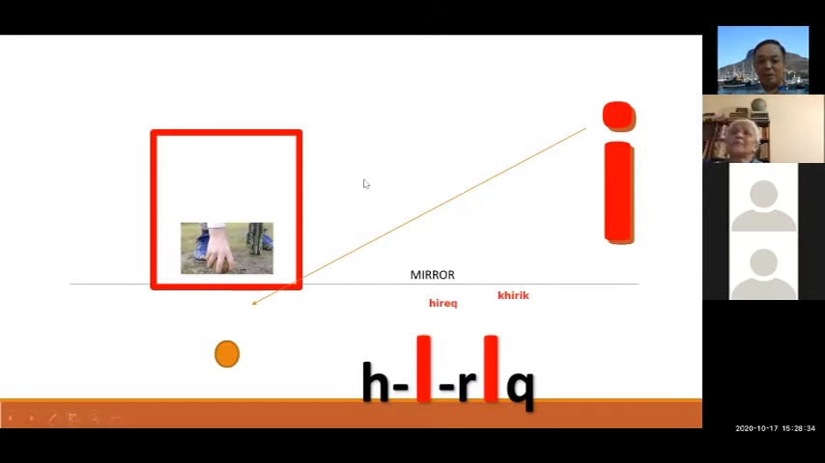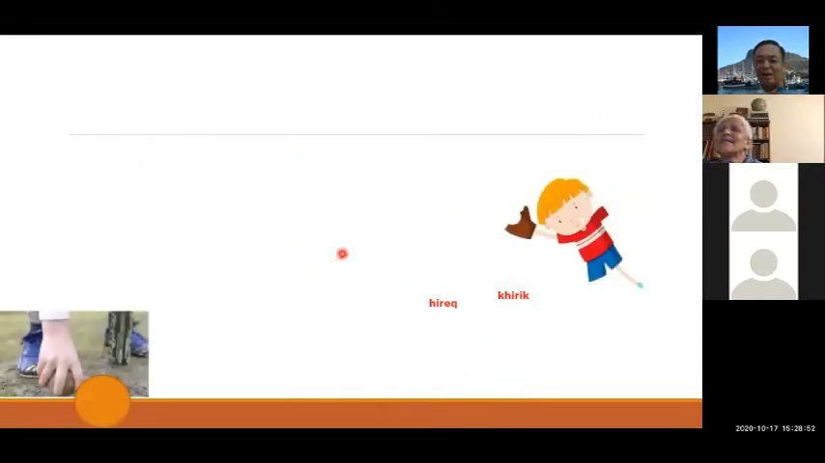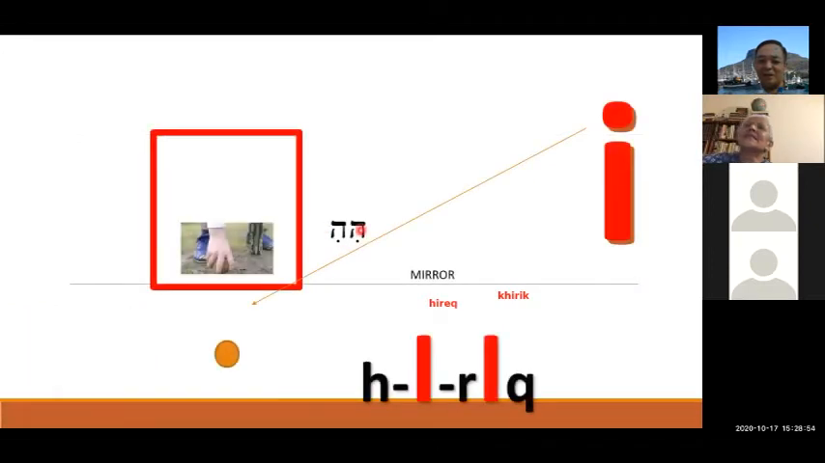So not difficult at all. Now let's look at this one. What is this consonant? Hey, yes, with the hiriq here, he. So basically, this is how you pronounce it, he, right?